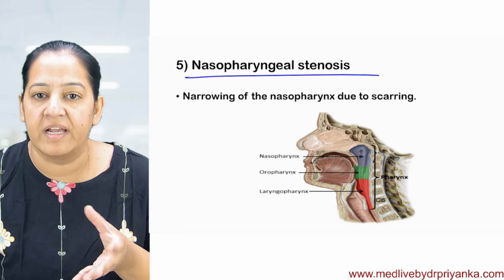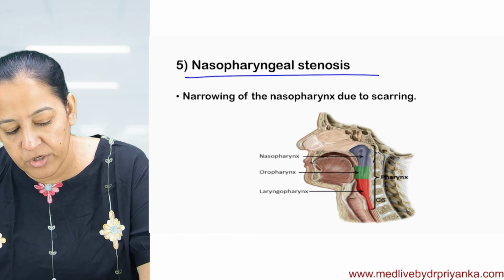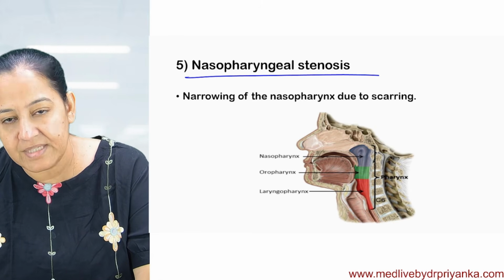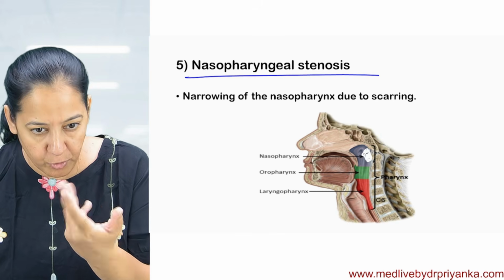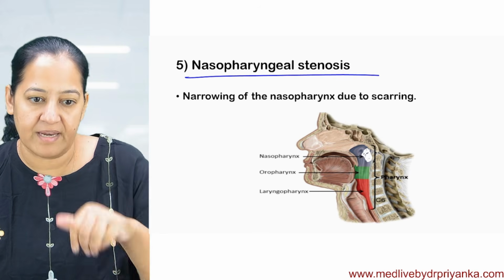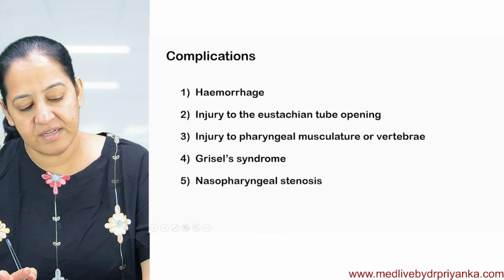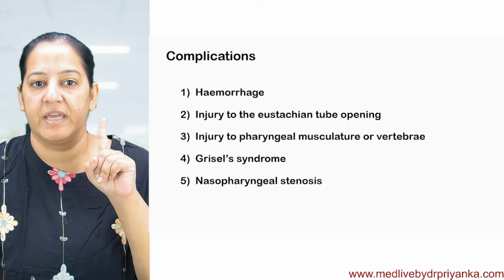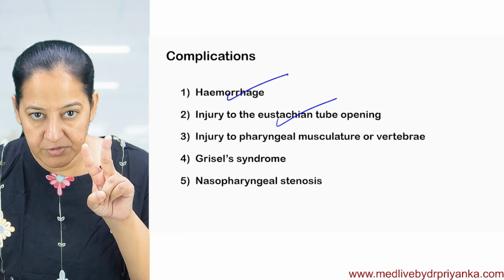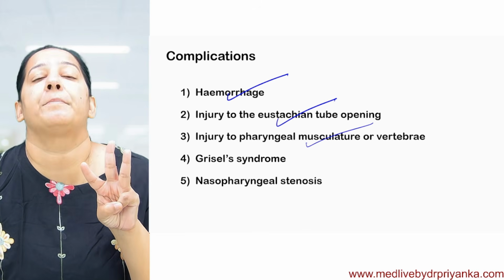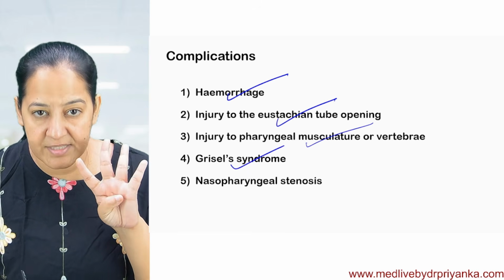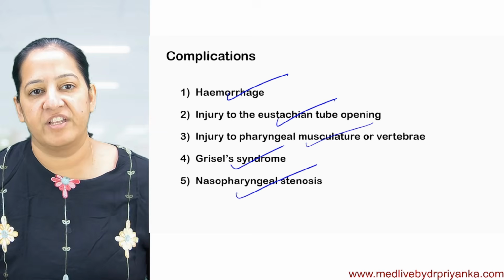Excessive use of the cautery. So, where are adenoids? What is the location of the adenoid? Adenoid is present at the junction of roof and posterior wall. So this portion is cauterized. Stenosis can occur later because of the scarring. So these are the 5 complications of adenoidectomy: hemorrhage, injury to the Eustachian tube, injury to the pharyngeal muscle or vertebral muscle because of hyperextension of the neck in Rose position, Grisel syndrome which is torticollis, and nasopharyngeal stenosis.